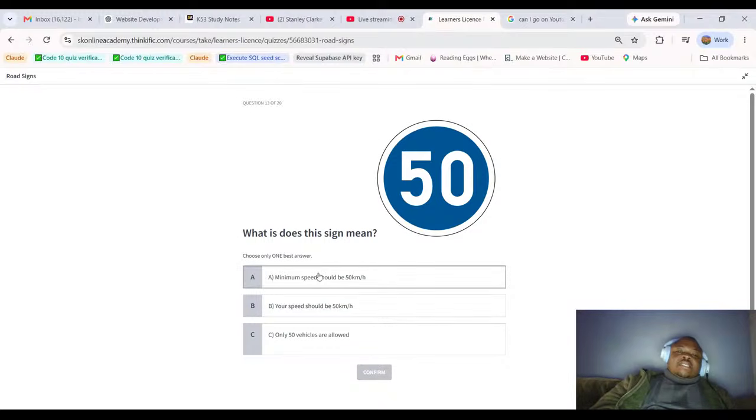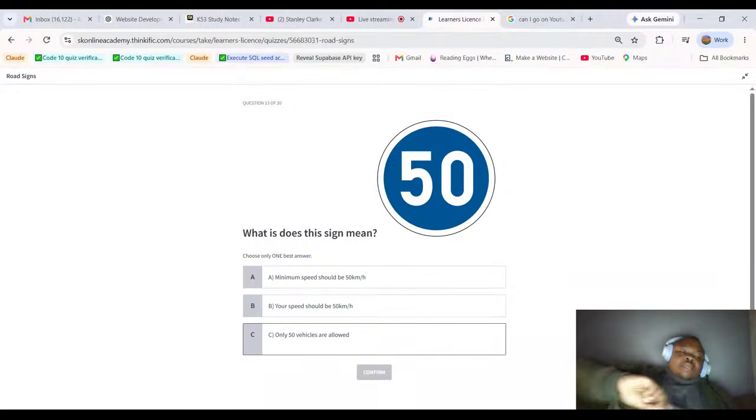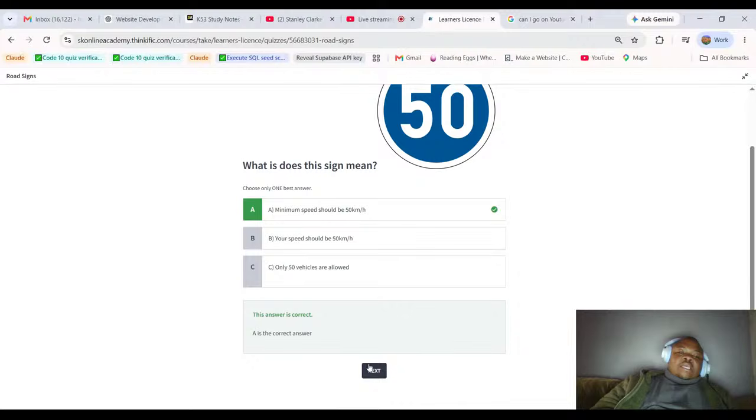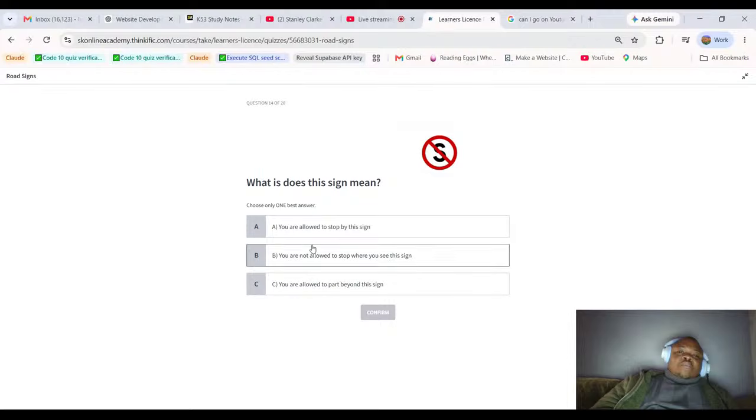Next question. What does this sign mean? Is it A, the minimum speed should be 50 kilometers an hour? B, your speed limit should be 50 kilometers an hour? Or C, only 50 vehicles are allowed? What is the correct answer between A, B, and C? All right, A it is. And yes, A is the correct answer. It's a minimum speed sign.